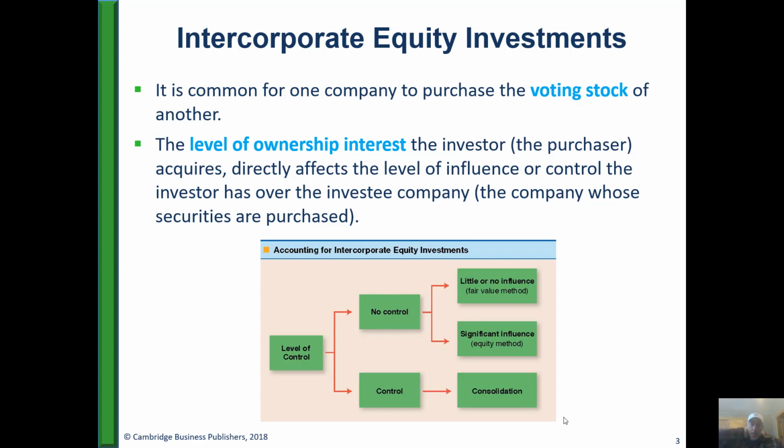So you can see there on the right-hand side the accounting methodologies we're going to be looking at today. With no control, that's divided into little or no influence, in which case we're going to use the fair value method, and I'll walk you through an example of that. Or significant influence, in which case we're going to use the equity method, and I'll walk you through an example of that. And then lastly, if a company has control, then we would use the consolidated accounting.